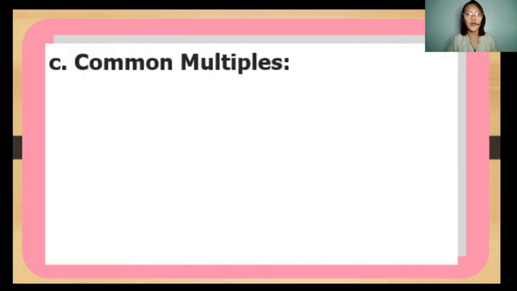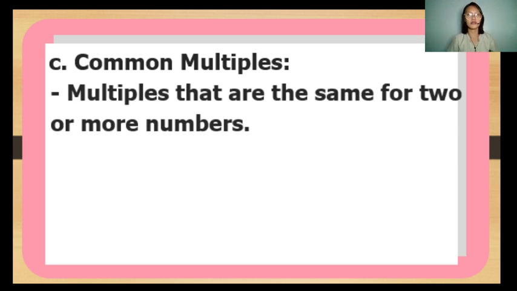The third term is common multiples. So, kanina nabanggit ko, yung dalawang number na minultiply natin, that is called the factor. Yung product, yun po yung tinatawag natin na multiple. So, other term for product is multiple. But what is common multiples? Ano naman po si common multiple? So, common multiples are multiples that are the same for two or more numbers. Multiple or product na parehas nung dalawa or higit pa na number.